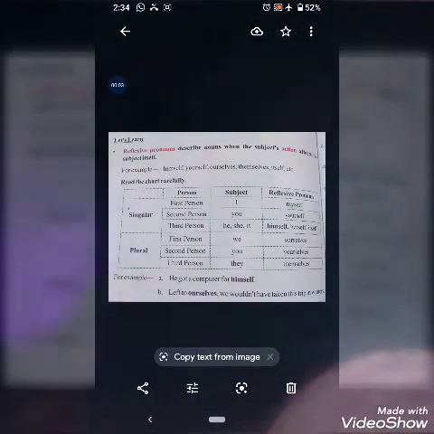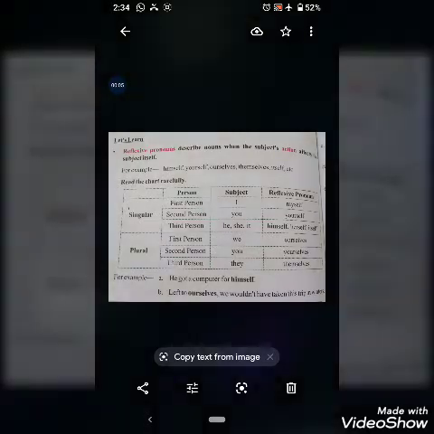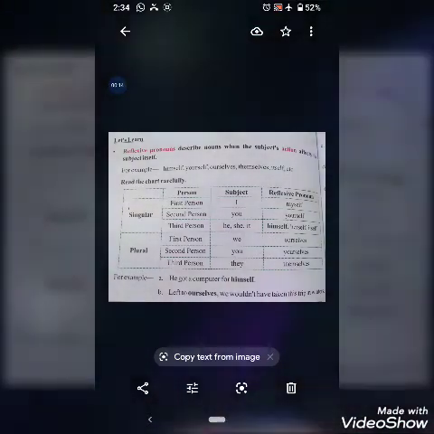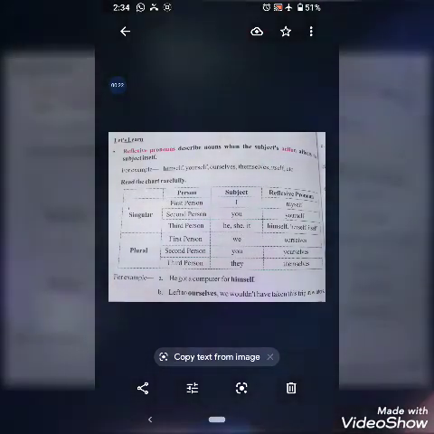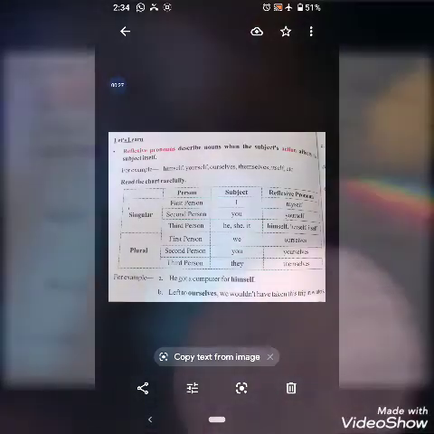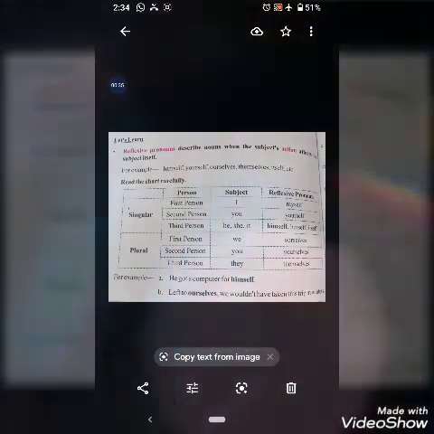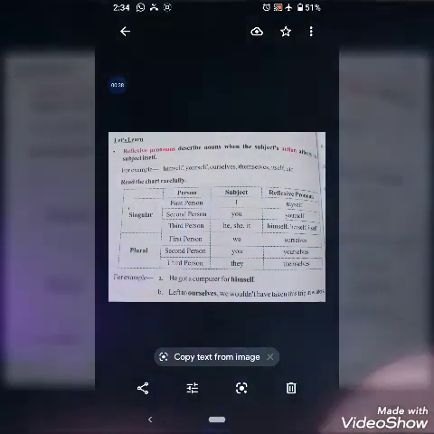Now, let's proceed towards the other kind of pronoun, that is the reflexive pronoun. Reflexive pronouns describe the nouns when the subject's action affects the subject itself. Means, reflexive pronouns are those pronouns which tell us about the actions that we have done or will do ourselves. Okay, in simple words, beta, reflexive pronouns means वो pronouns जो हमें ये बताते हैं कि जो काम हमने कर लिया है या हम करेंगे वो हम खुद के लिए कर रहे हैं, खुद ही करेंगे या वो खुद के लिए कर रहा है और खुद ही करेगा.